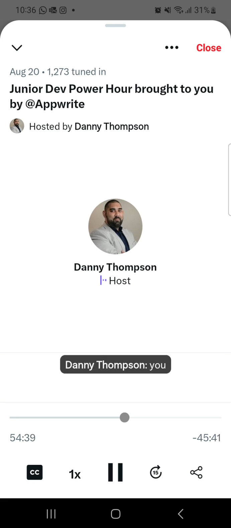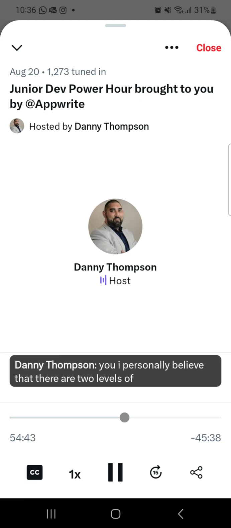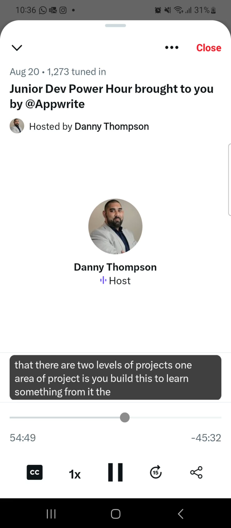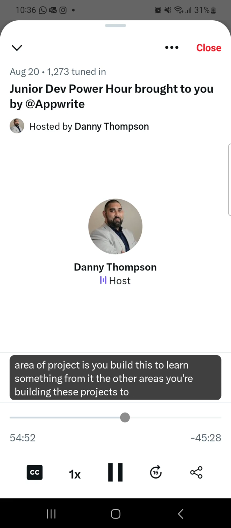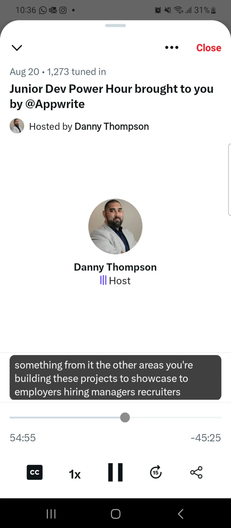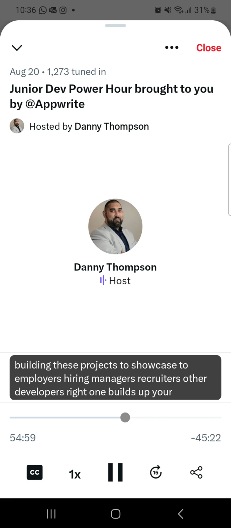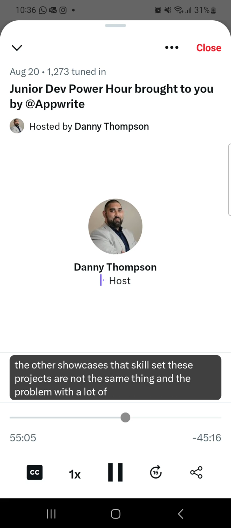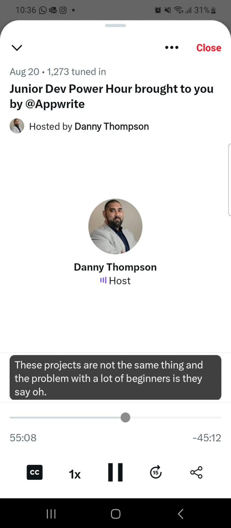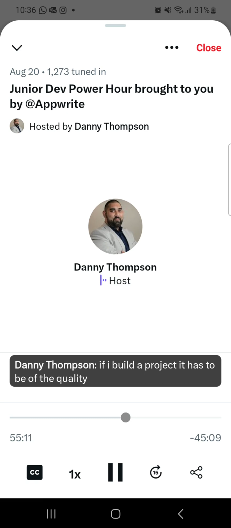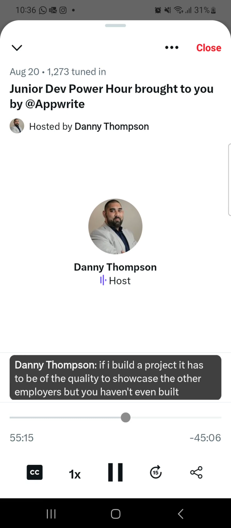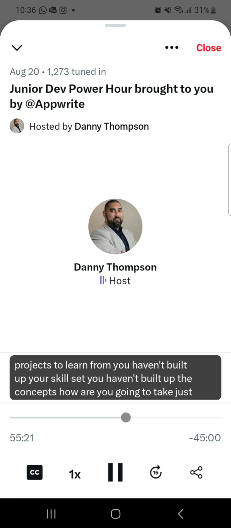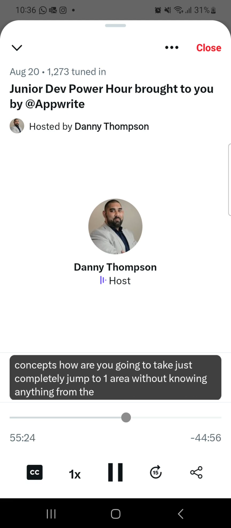I personally believe that there are 2 levels of projects. One area of project is you build this to learn something from it. The other area is you're building these projects to showcase to employers, hiring managers, recruiters, other developers, right? One builds up your skill set. The other showcases that skill set. These projects are not the same thing. And the problem with a lot of beginners is they say, oh, if I build a project, it has to be of the quality to showcase to employers. But you haven't even built projects to learn from. You haven't built up your skill set. You haven't built up the concepts. How are you going to just completely jump to one area without knowing anything from the other? They both go hand in hand.